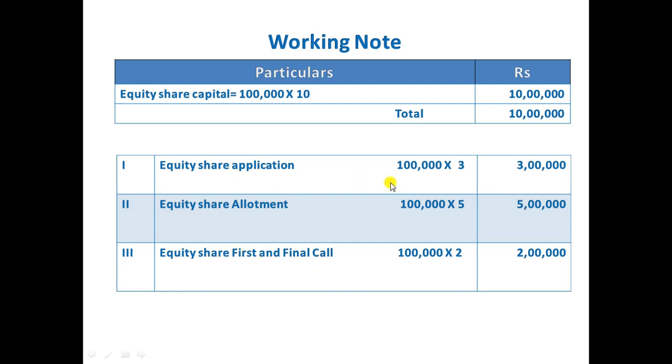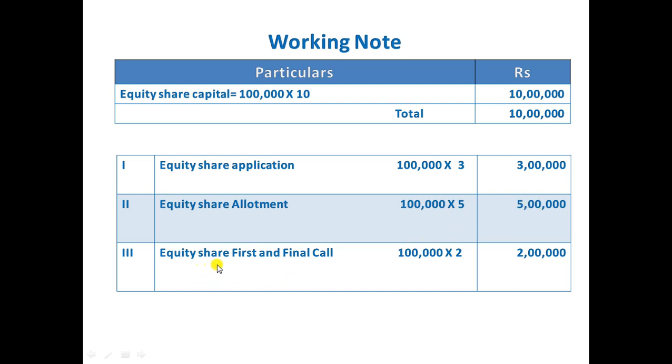So at the time of application, the company is collecting on 1 lakh shares into 3 rupees. So a total of 3 lakh rupees the company is collecting at the time of application. The second installment is called equity share allotment. At the time of allotment, the total number of shares is 1 lakh and the rate per share the company is going to collect is 5, so a total of 5 lakh rupees at the time of the second installment.